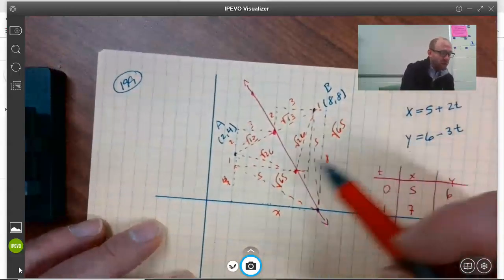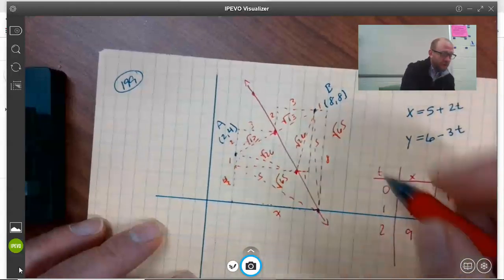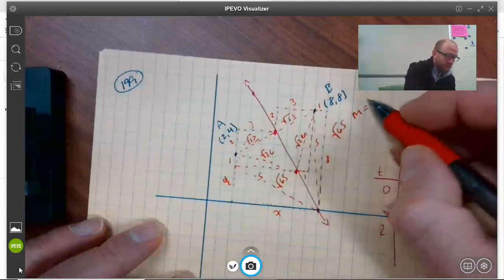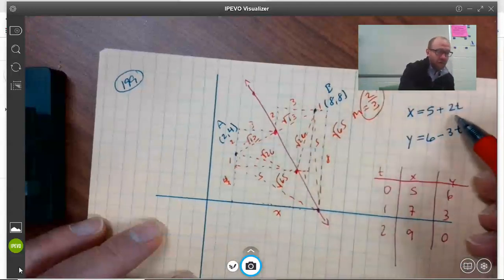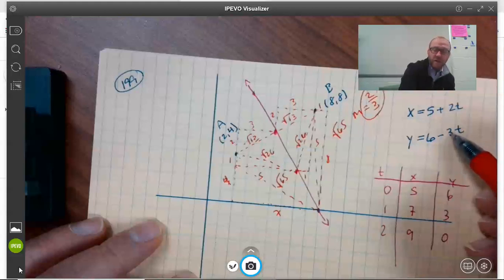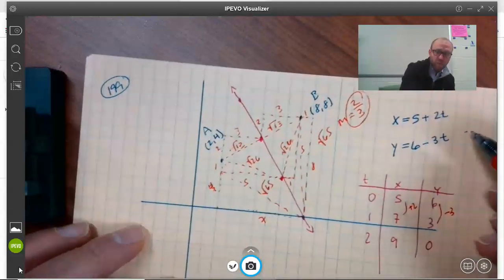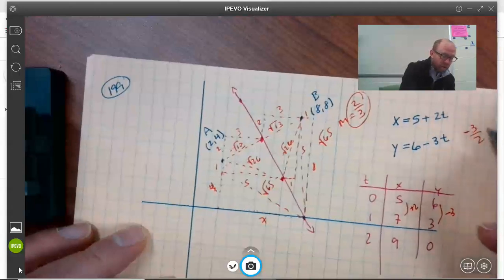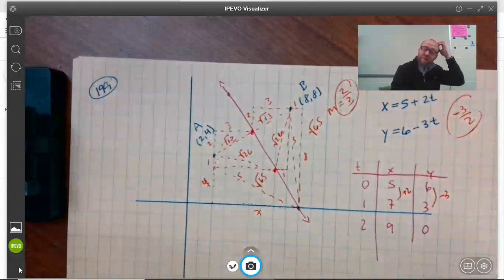So one thing to look out for here is, remember, if you calculate the slope from A to B, it is 2 over 3. And if you look at the slope of this line, it's going to be down 3, forward 2, down 3, forward 2. And we see that from the line down 3, forward 2, which is a slope of negative 3 over 2. And notice how 2/3 and negative 3 over 2 are negative reciprocals.